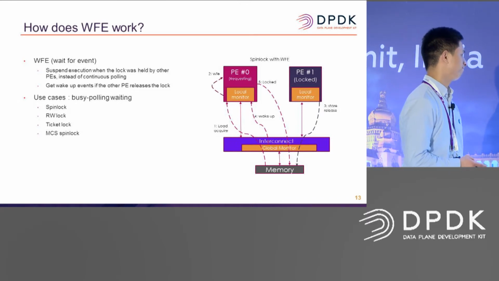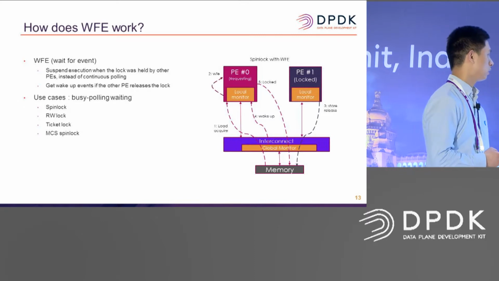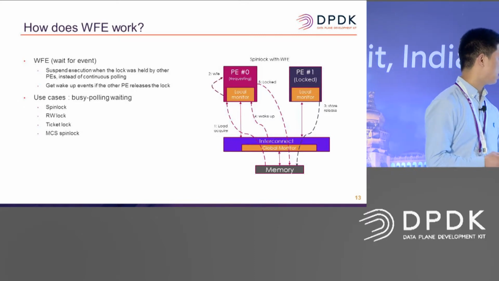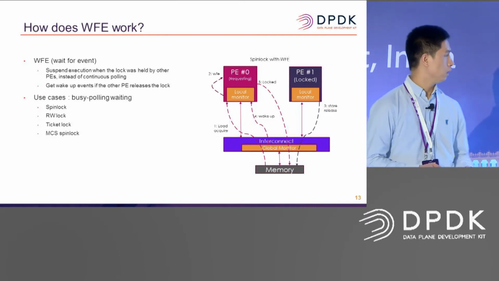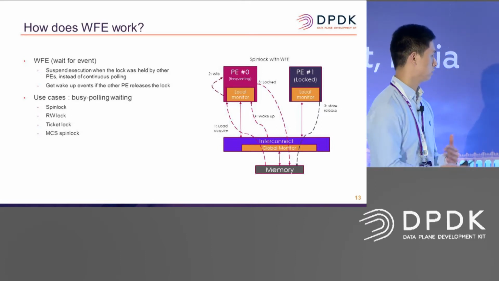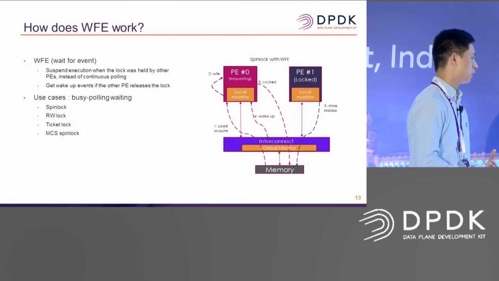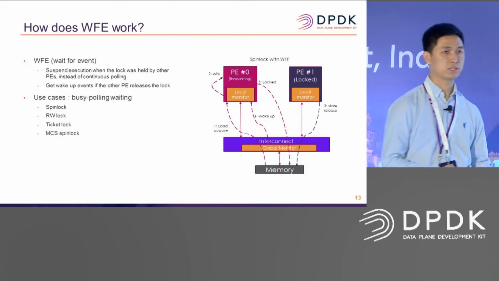The cache bouncing issue is that once the lock is acquired and released, the PE will invalidate other PEs' private caches. That's cache bouncing. And in some circumstances, if the lock structure shares a cache line with other shared memory, the shared data modification will also cause the lock's cache bouncing.